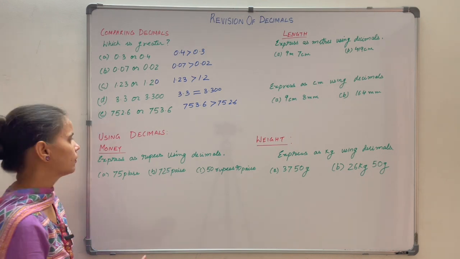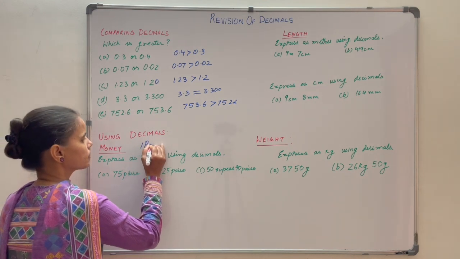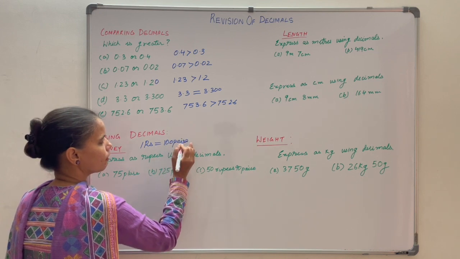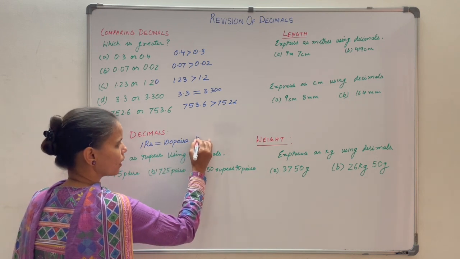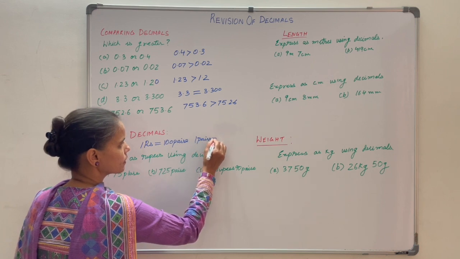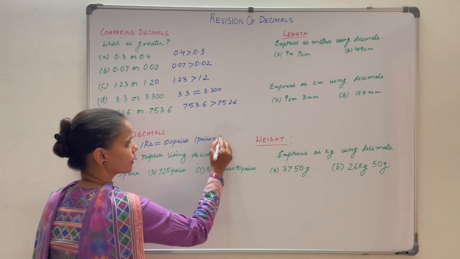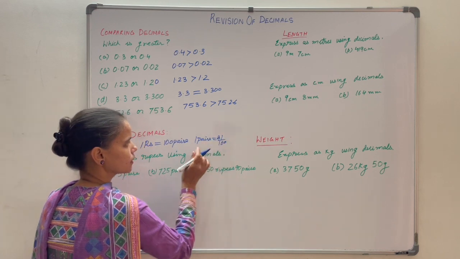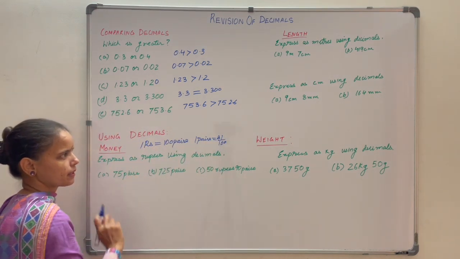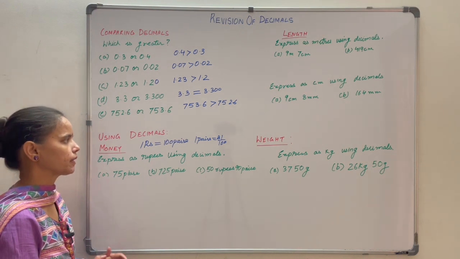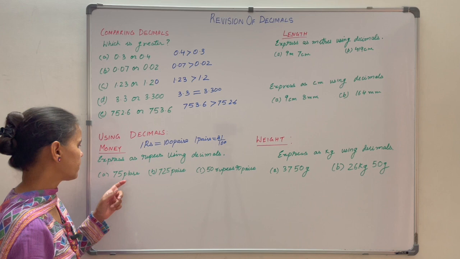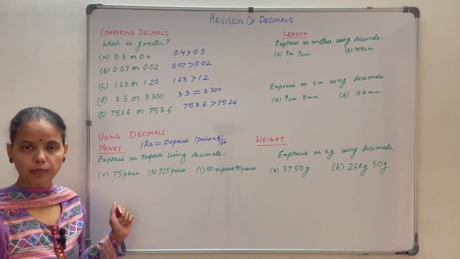Using decimals in money. So 1 rupee is equals to 100 paise, or you can write down 1 paise is equals to 1 upon 100 rupees. Same thing it is. Either you express like this or you express like this. Both are the same thing. So express as rupees using decimals. So 75 paise you need to write down in rupees.